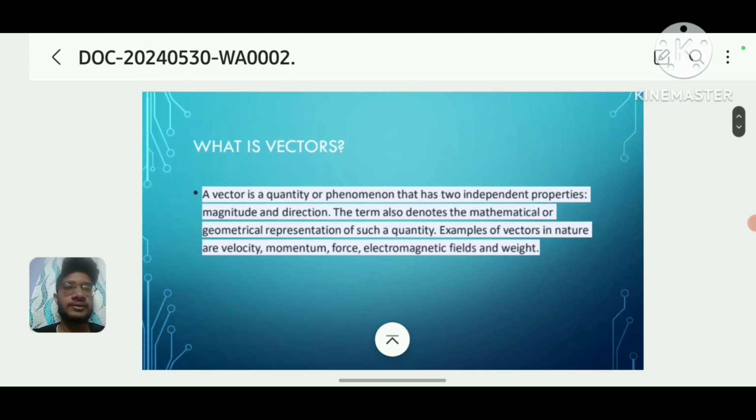What is a vector? A vector is a quantity or phenomenon that has two independent properties, magnitude and direction. The term also denotes the mathematical or geometrical representation of such a quantity. Examples of vectors in nature are velocity, momentum, force, electromagnetic fields, and weight.